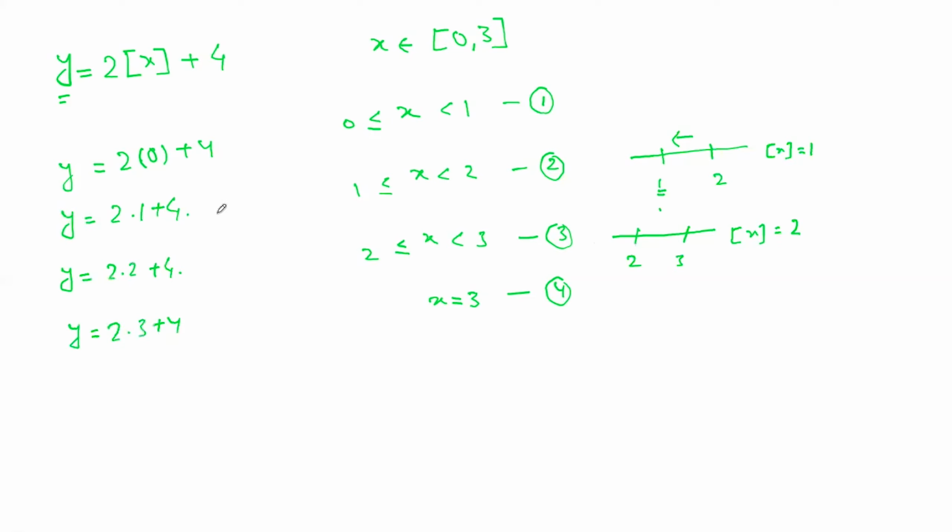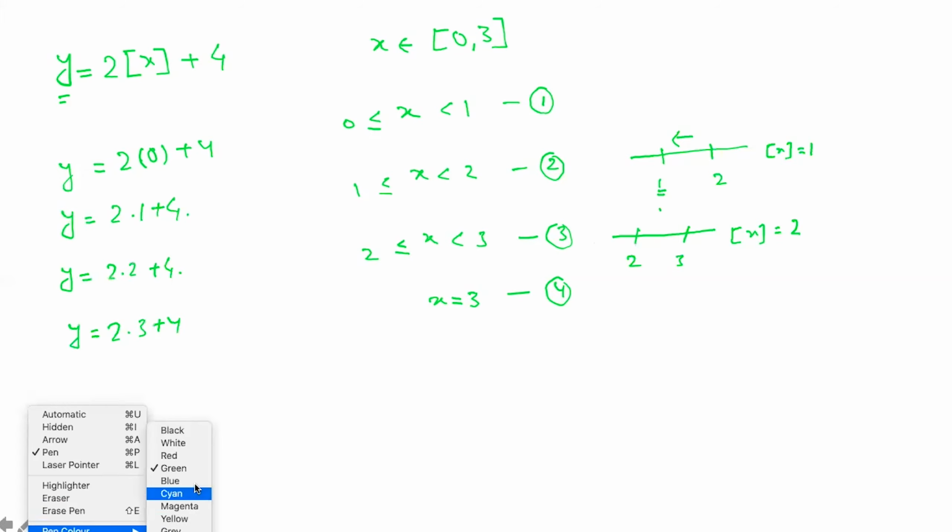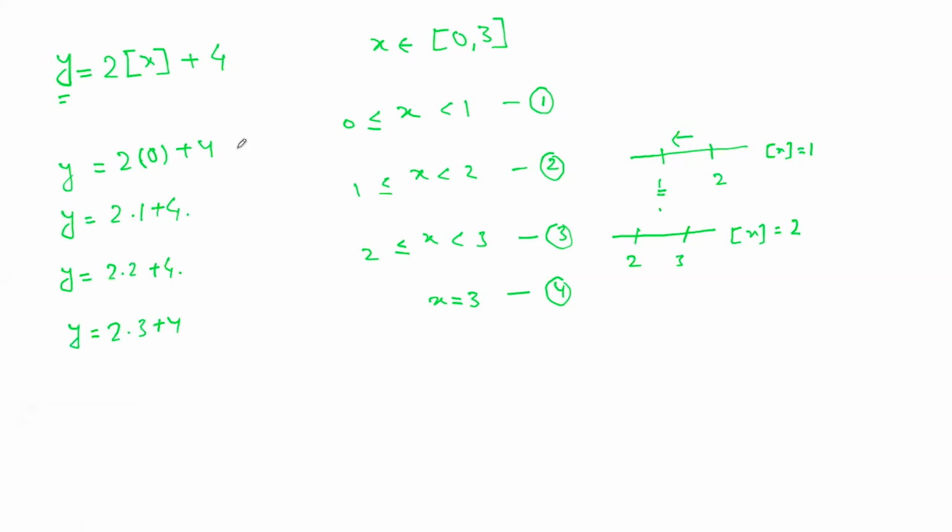So in all the cases, we can see what we are getting. In the first case, we are getting y equal to 4 only, right? In the second case, it's 6, 8, and then 10. So discrete values are coming in this. So y belongs to the values either 4, 6, 8, or 10.